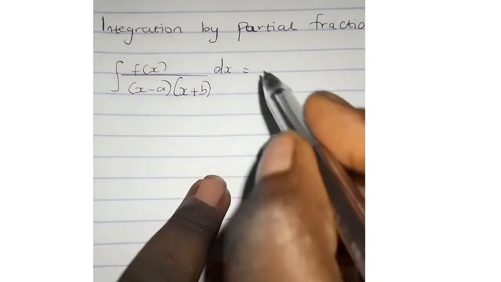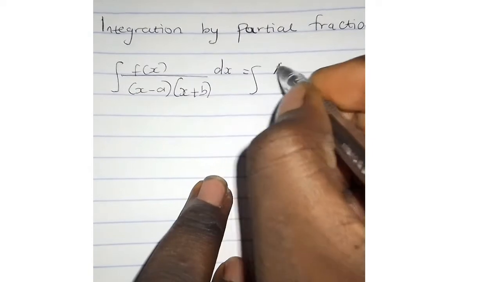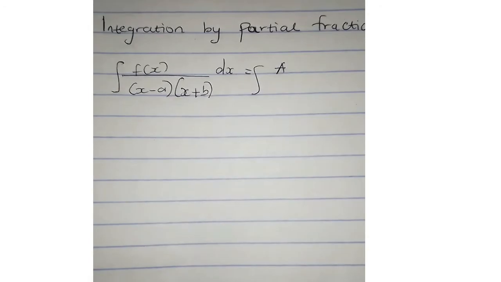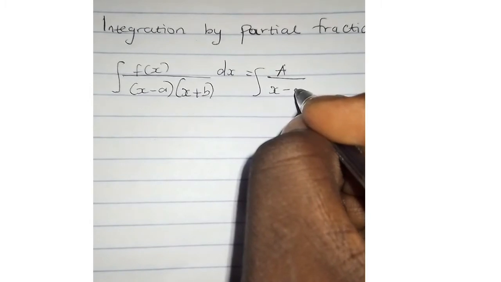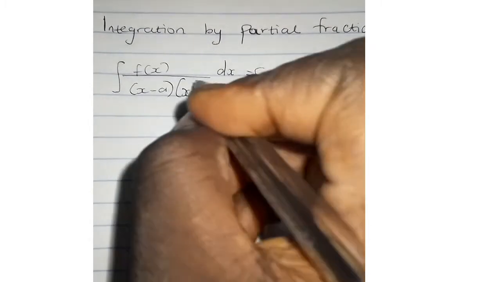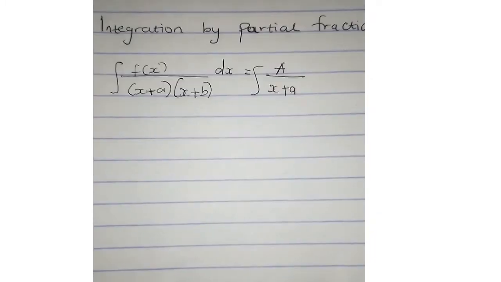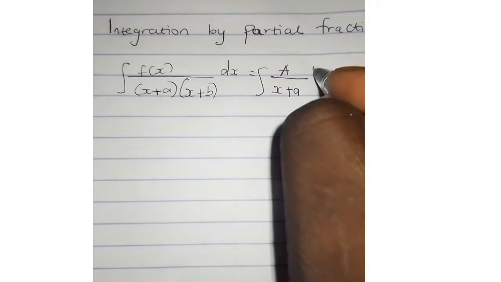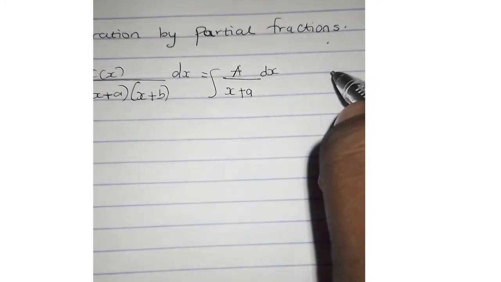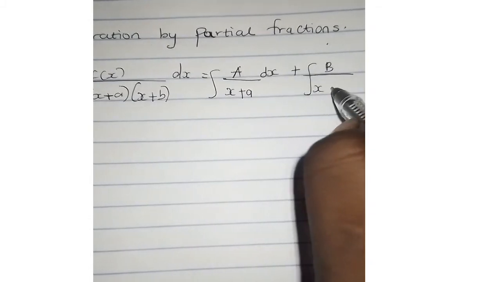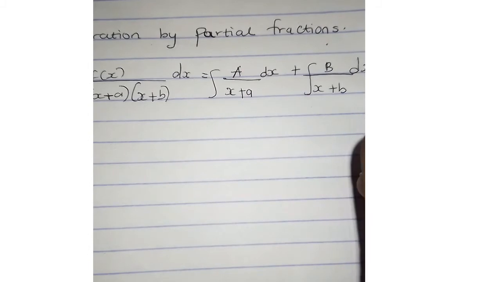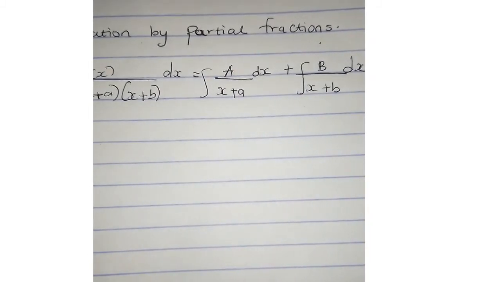So what we'll do, we're going to say the integral of a over x plus a. Sorry, there's a plus here. x plus a dx, and we say plus the integral of b over x plus b dx. So these are separated. So I'm going to take an example right now.